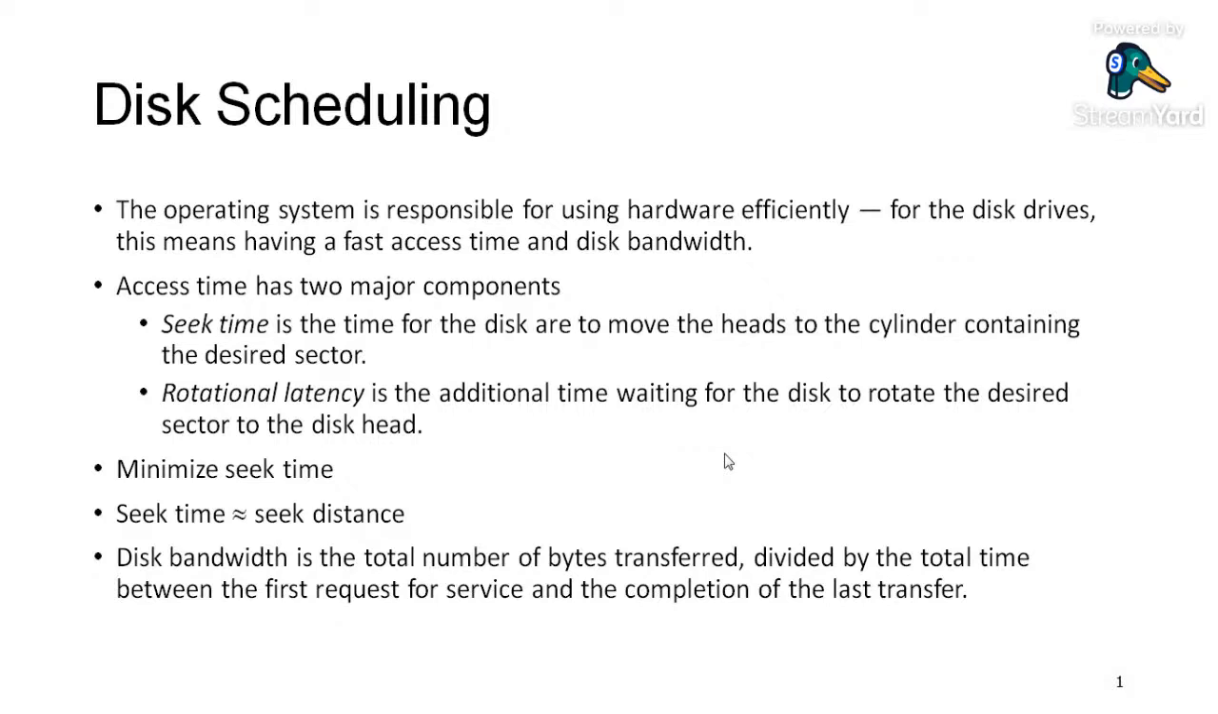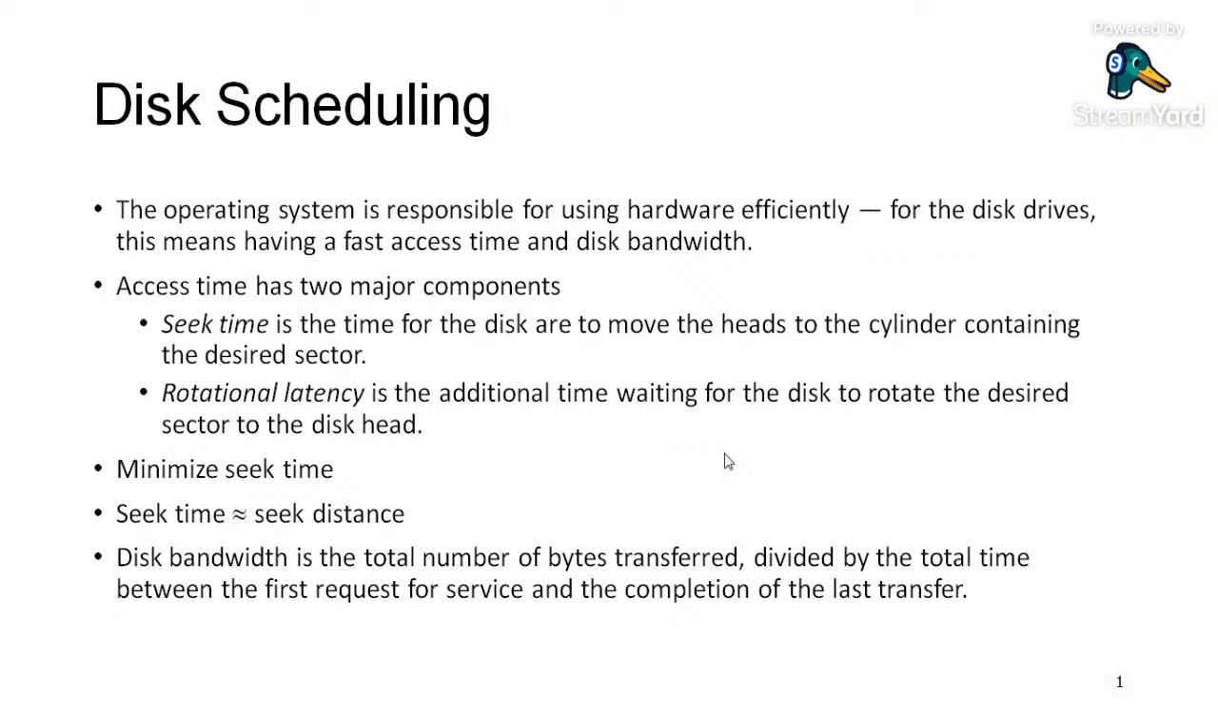So what is the meaning of access time? Access time is the time required to access a particular program or execute a particular program's output. It has two components. The first one is the seek time. It is the time for the disk to move the head to the cylinder containing the desired sector. Everybody knows that the hardware part, the disk drive, the secondary memory, consists of sectors and tracks.